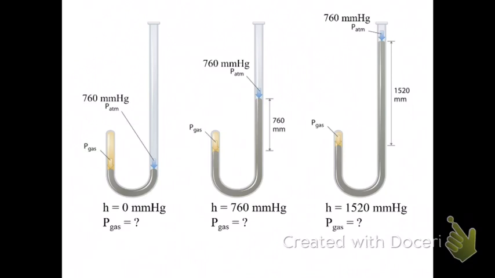All right, let's do a little practice here and determine the pressure of the gas. Looking at the first one here, we have a J tube, right? And the level is the same. The level of the liquid mercury is the same. So the pressure of the trapped gas should be equivalent to the pressure of the atmosphere. So in that case, the pressure of gas here is 760 millimeter mercury.